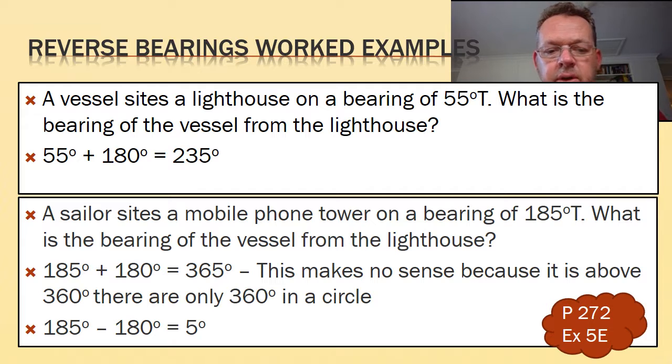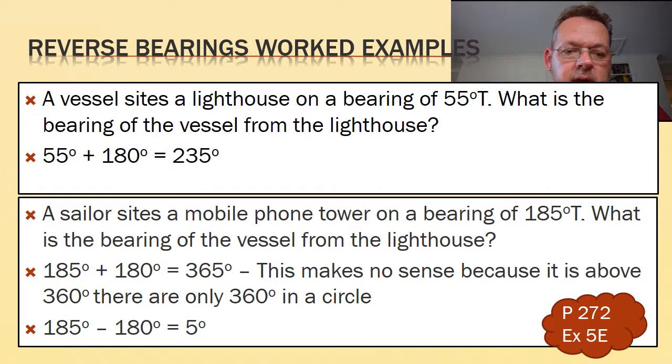Okay, now let's talk through another couple of examples. A vessel sights a lighthouse on a bearing of 55 degrees true. What is the bearing of the vessel from the lighthouse? Well, remember, it's just 180 degrees different. Now, 55 plus 180 is 235.